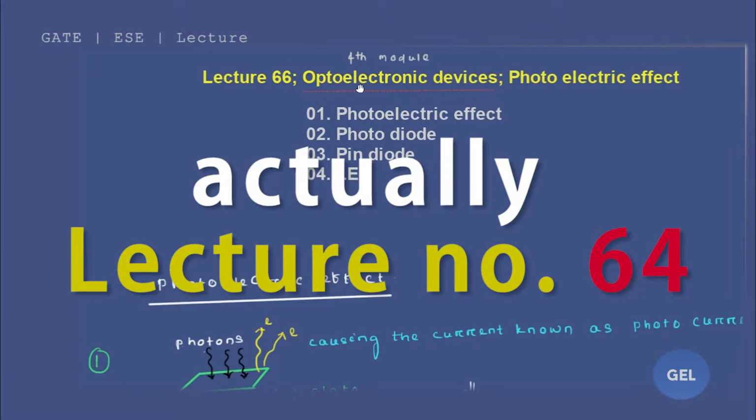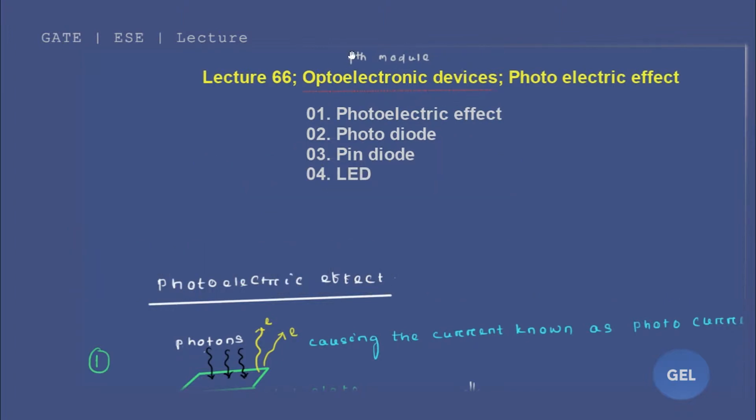Now this is the fourth module that we are going to start, that is optoelectronic devices. In the first module we finished basic semiconductor physics, in the second module we finished the PN junction, and then we finished the third module, special diodes. Now this is the fourth module that we are going to start, that is optoelectronic devices.